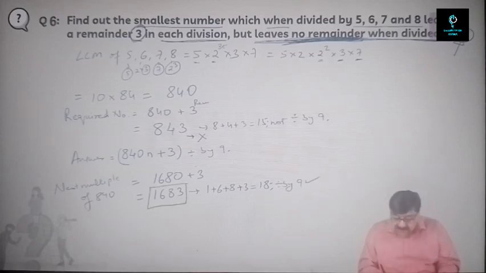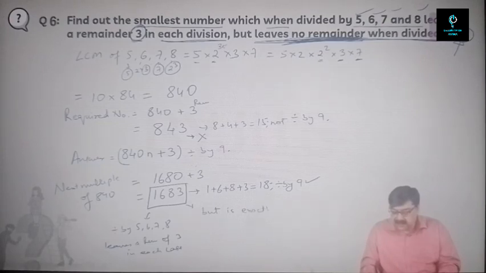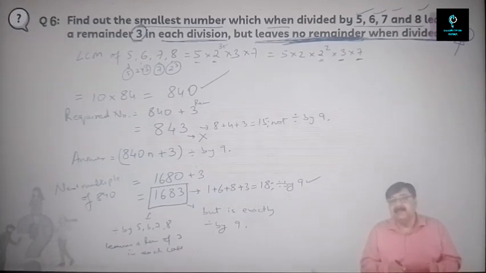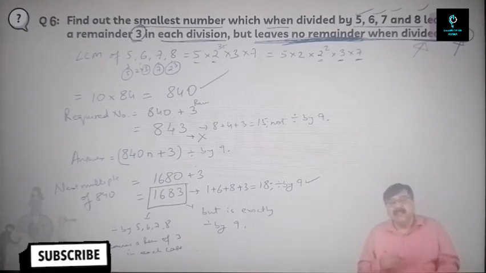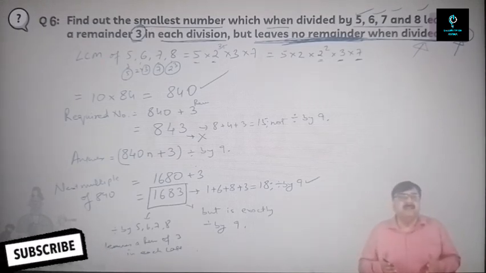Hence 1683 is that number which, when divided by 5, 6, 7, 8, leaves a remainder of 3 in each case, but is exactly divisible by 9. So likewise, if the first LCM that you obtain, when you add the remainder to it, does not fulfil this condition, then we will take the next multiple of the LCM and add the remainder to that multiple, and then verify whether the number obtained is divisible by 9 or not.